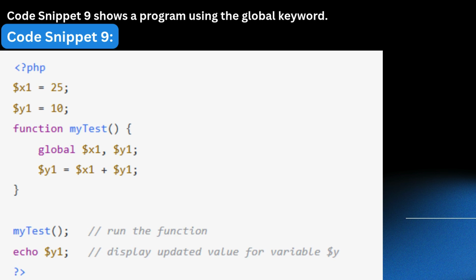Now let's pause and understand what's really happening behind the scenes. Normally, variables declared outside a function are not accessible inside it. PHP treats each function as a separate space, a local scope. But when we use the keyword global, PHP links the local variable name to the global one. This means any change inside the function directly affects the global variable. Technically, it's similar to writing $GLOBALS['y1'] = $GLOBALS['x1'] + $GLOBALS['y1'], where $GLOBALS is a special associative array that holds all global variables.